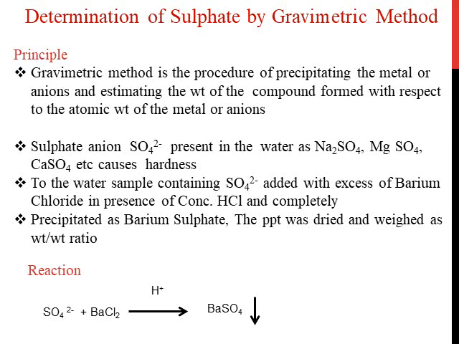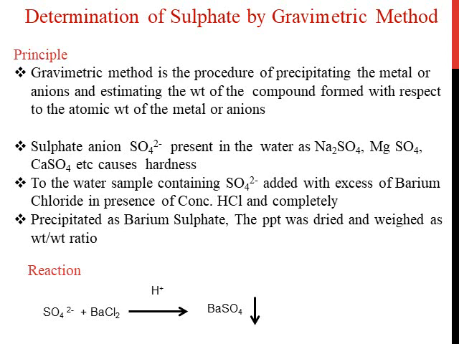in the solution. Now in the determination of sulfate by gravimetric method, let us consider the sulfate anion SO4 2- present in the water. Usually this SO4 2- is present in the water in the form of sodium sulfate, magnesium sulfate, calcium sulfate, etc., which cause the hardness, you know that. So this sulfate will be estimated. How will it be estimated?